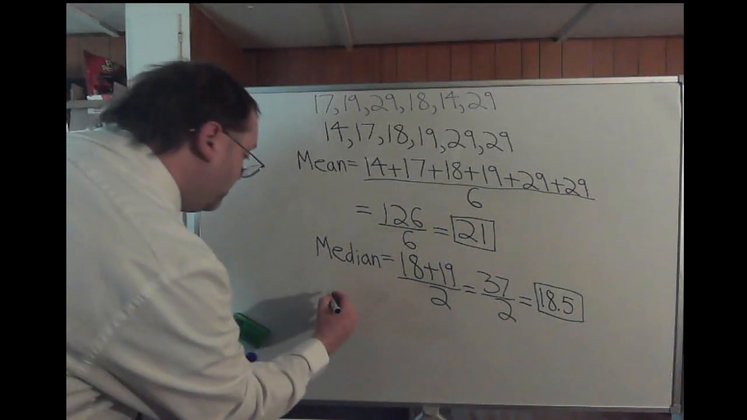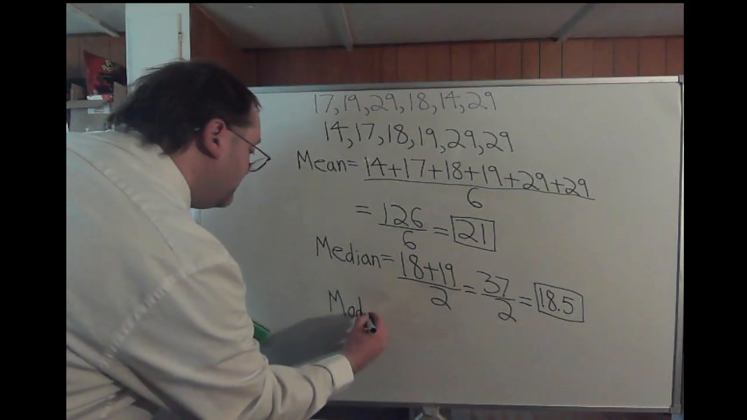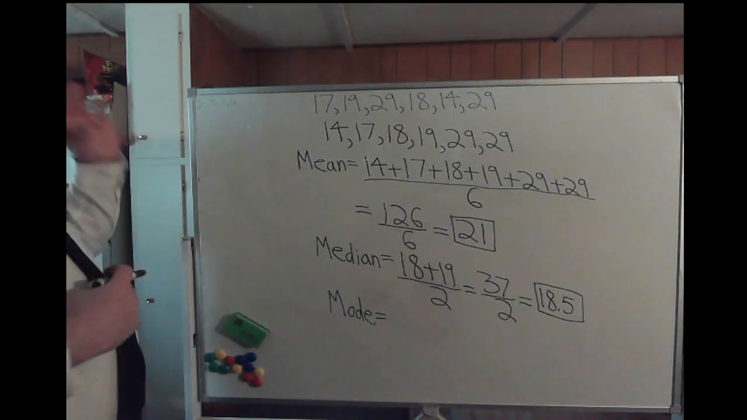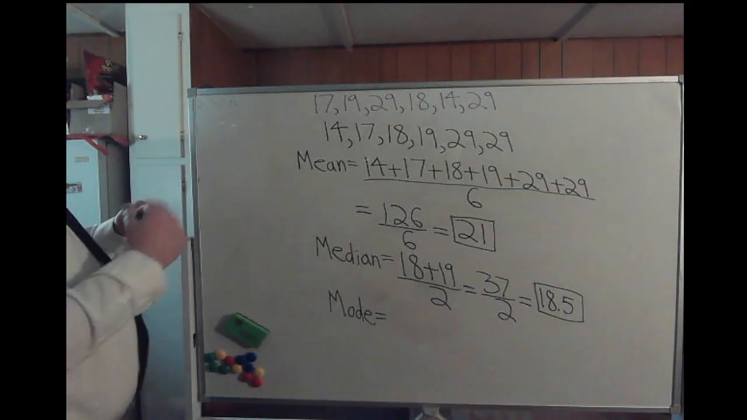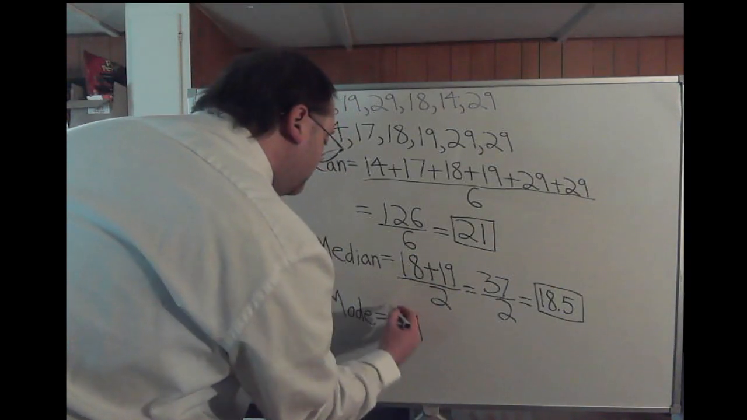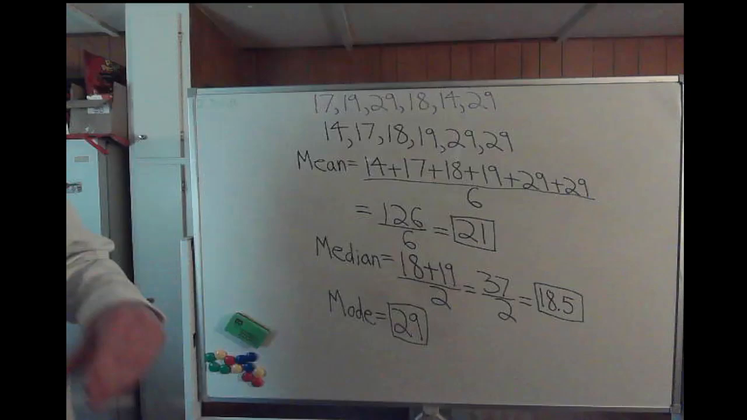The mode, of course, being the most frequently occurring number. Well, let's figure out what number occurs more than once. The only answer is 29. 29 occurs more than once, so the mode in this case is going to be 29.